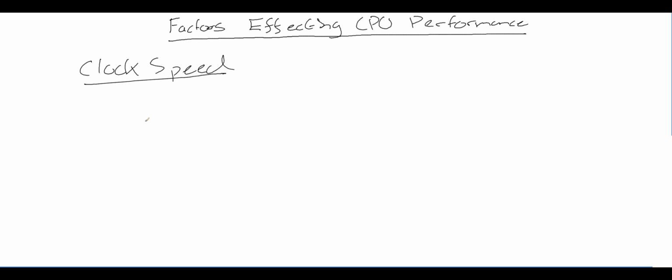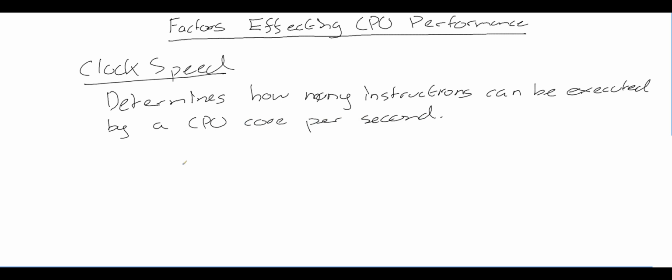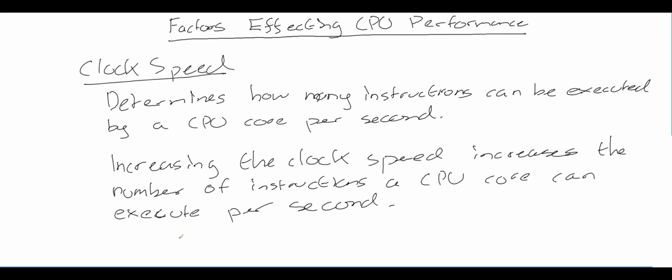performance of a CPU. So the clock speed of a processor determines how many instructions can be executed per second. So for example, a processor core operating at a speed of 3 GHz would be able to execute 3 billion instructions per second. So increasing the clock speed increases the number of instructions the processor can execute per second. So the clock speed determines how many instructions can be executed by a CPU core every second. So that impacts on the CPU's performance, because if you increase the clock speed, it increases the number of instructions that a CPU core can execute per second.